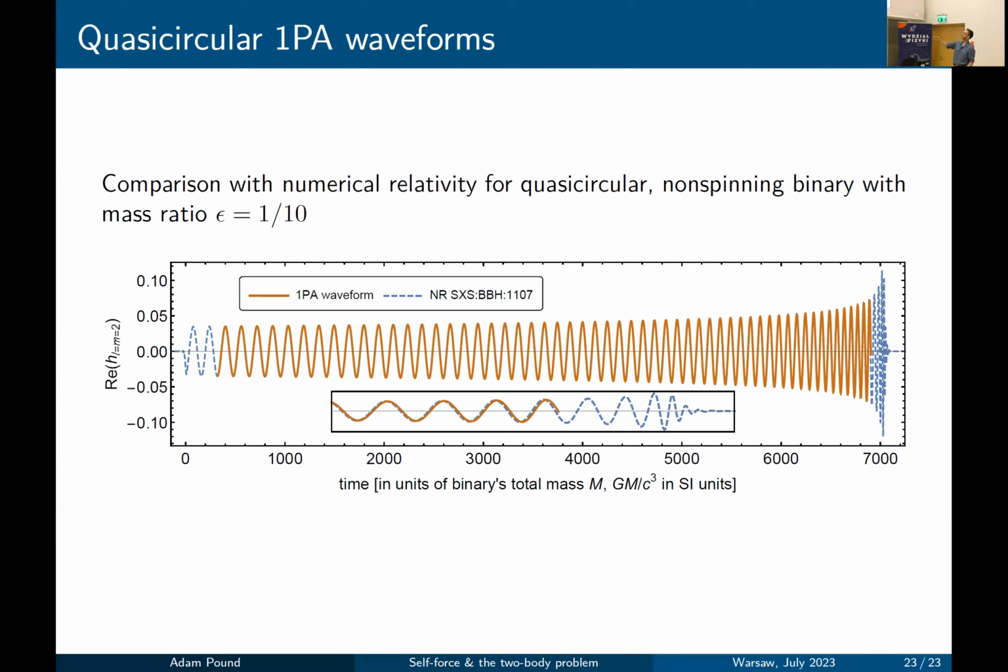Now, the reason this stops here and doesn't go through the full merger is we're using a particular type of expansion in epsilon that breaks near the end. The expansion is no longer valid right near the end. So we're working on developing new expansions that go all the way through to the end, but that's a work in progress.